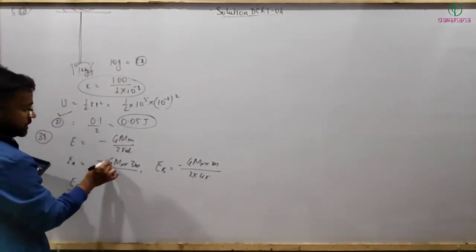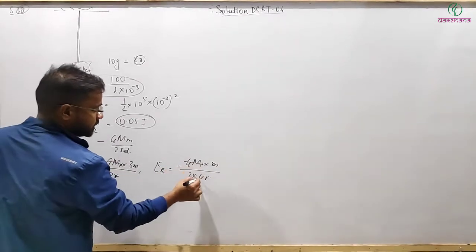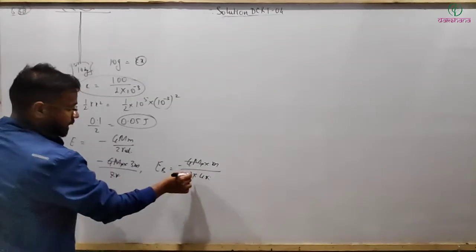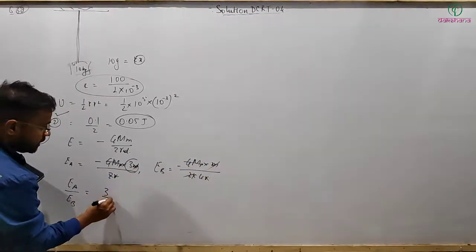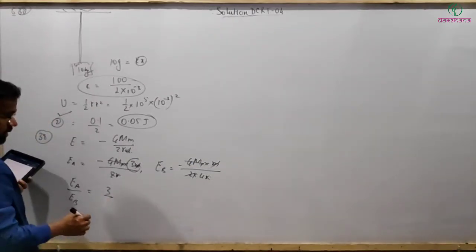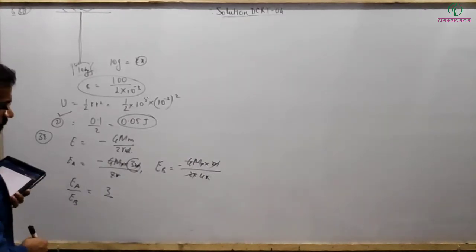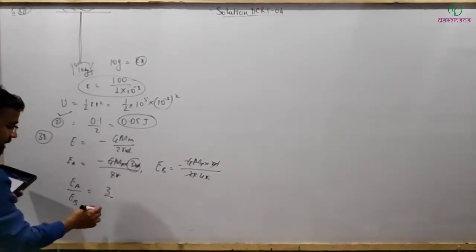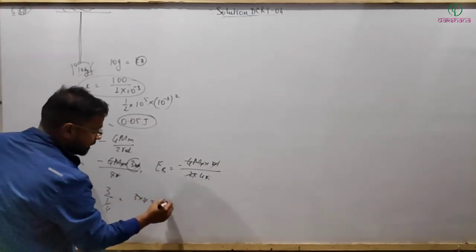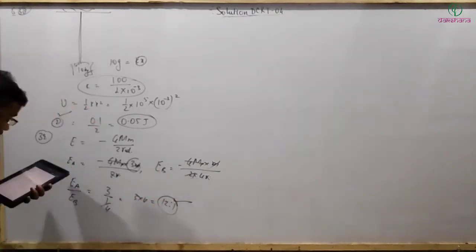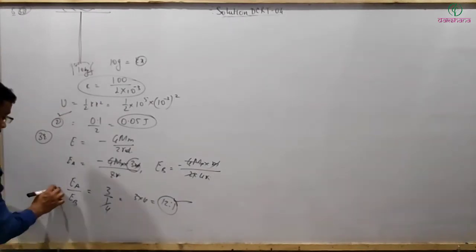Then the EA by EB, so this cancelled out, 2 also cancelled out, m gets cancelled out, we are left with 3 divided by 1 by 4, that means like 1 by 4, that will be equal to 3 into 4, that is equal to 12 is to 1. So this is the answer matching with option number 1.